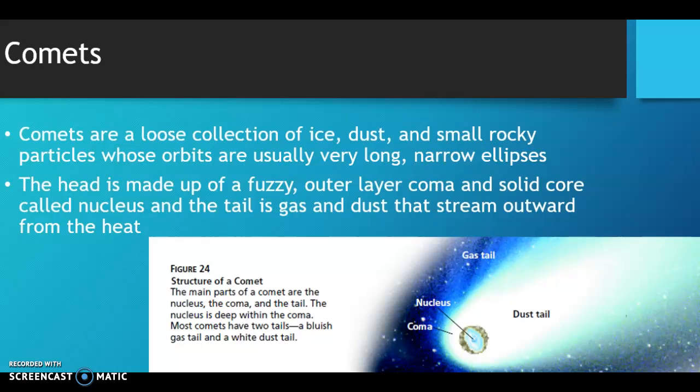Okay, so we're going to start with comets here. This is kind of an addition to when we are learning about the planets. This is the last section in chapter 3, and it deals with comets, asteroids, and meteoroids. So these are just other things out in space.